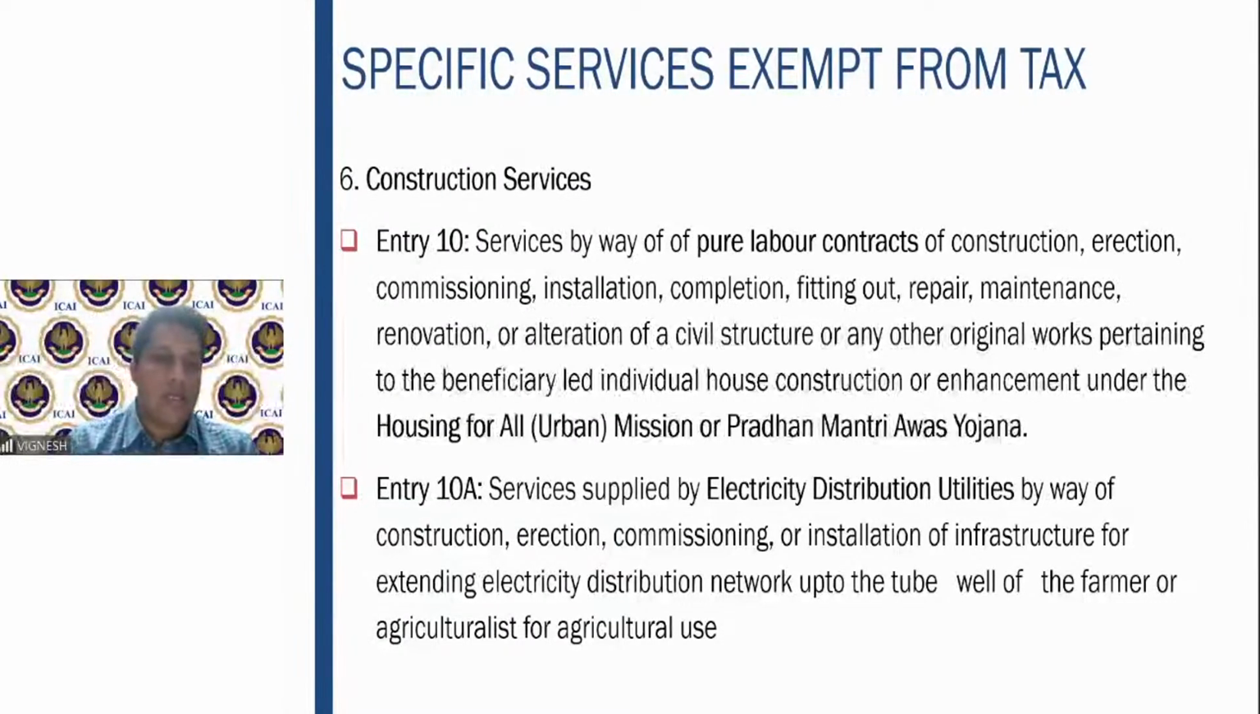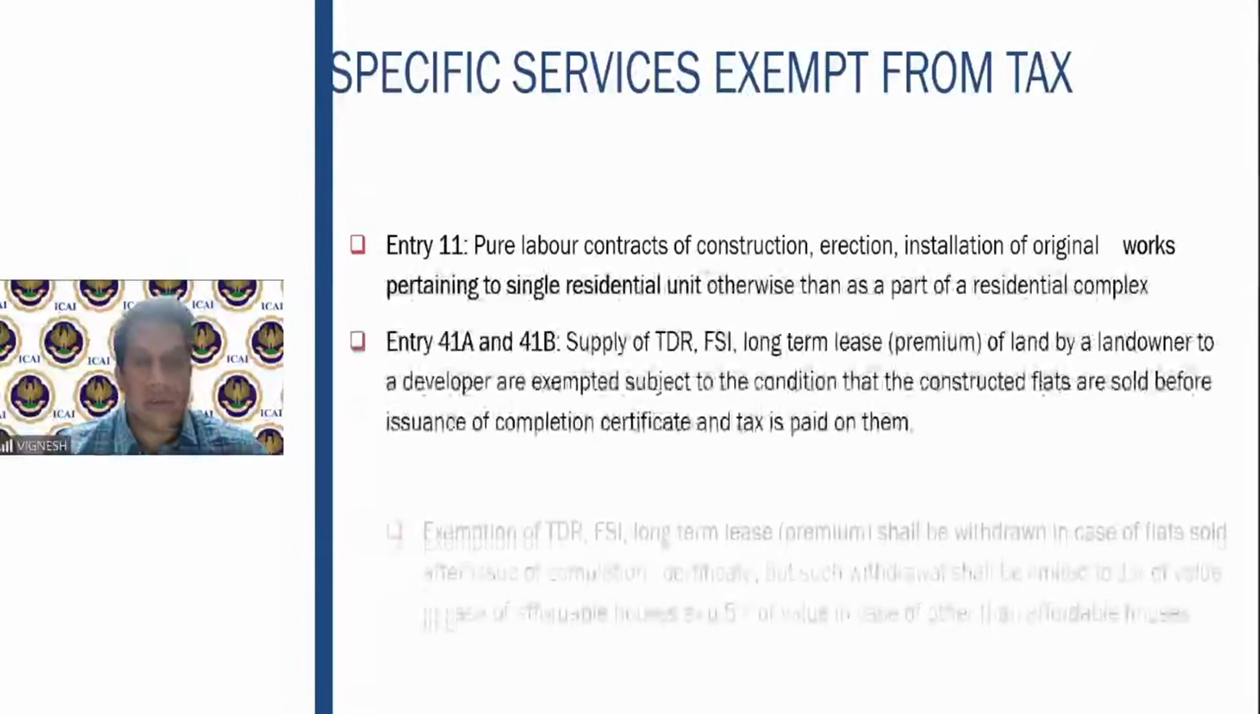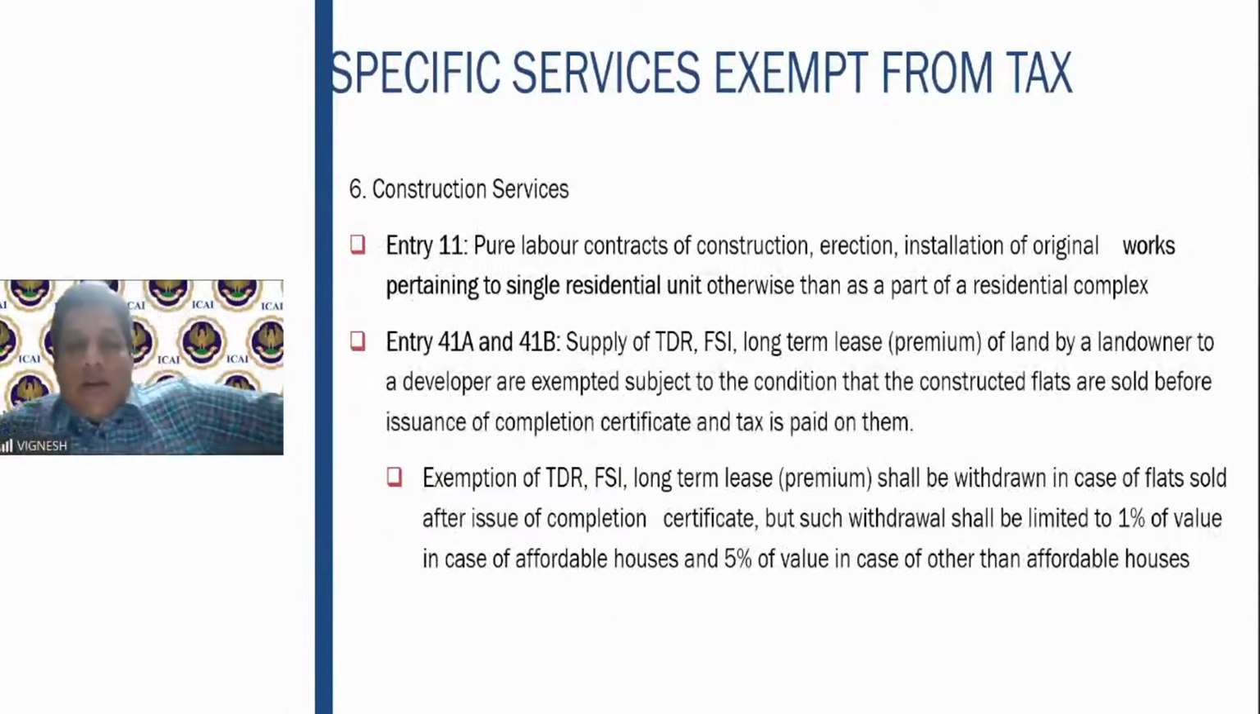This is also exempt. Then services supplied by electrical distributing utilities by way of construction, erection, commissioning, installation of infrastructure for extending the electricity distribution network up to the tube well of the farmer or agriculturist for agriculture use. So utility is supplying the electrical distribution service for the purpose of extending the electricity network till the farmer for the agriculture use, that also is covered. Then pure labor contracts of construction, erection, installation of original works pertaining to single residential unit, otherwise than as a part of a residential complex. Just one residential unit is there. To that extent, you are doing pure labor contracts, not material, pure labor contracts.